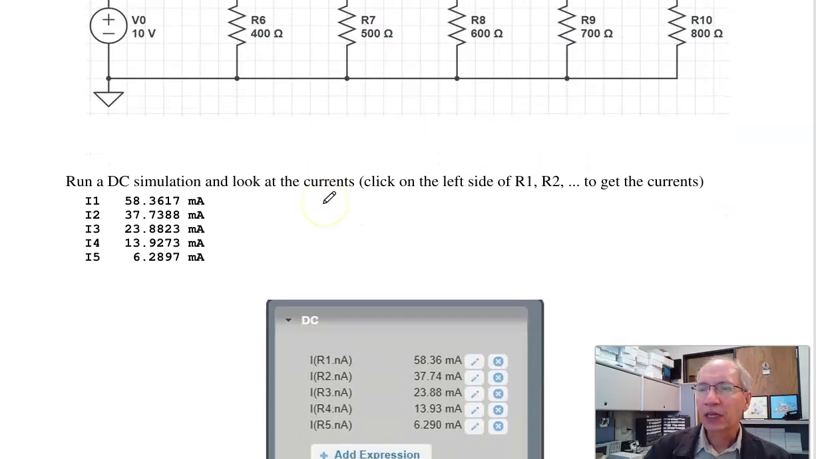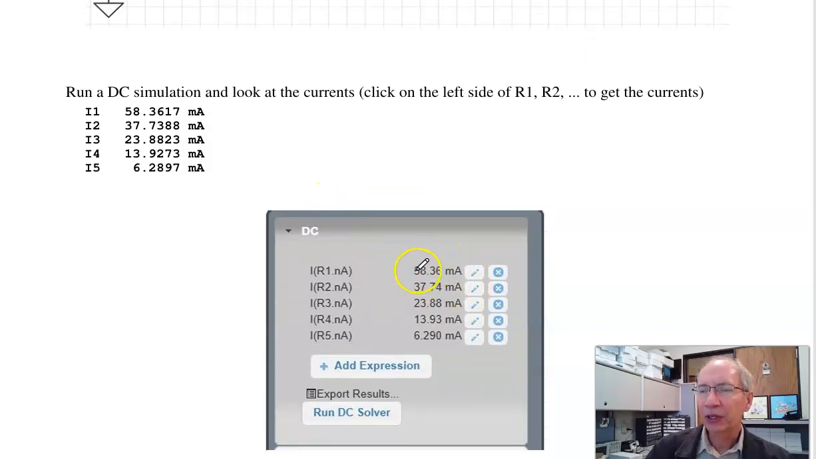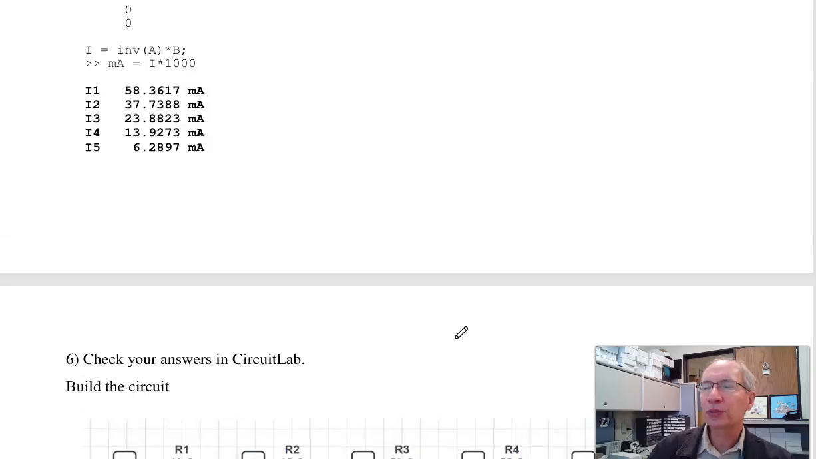When I do a solver, I then get the answers. So here's the current through R1. That's I1, I2, I3, I4, I5. There's my target. I want to get these currents, or for simplicity, I want I5 to be 6.290 milliamps. How do I calculate that? Well, that's current loops.